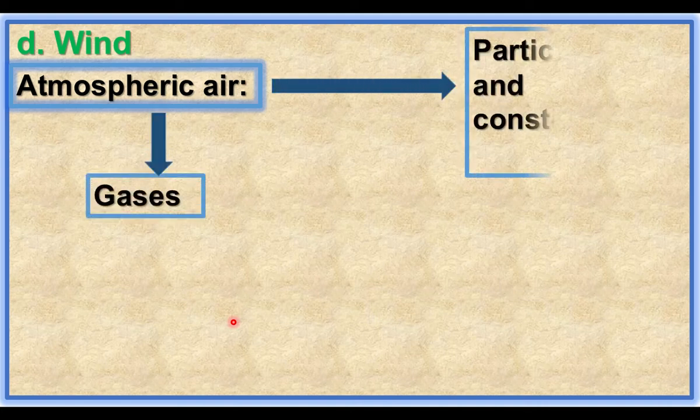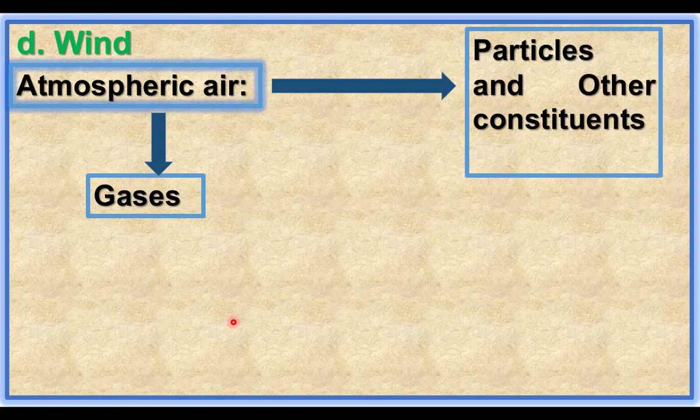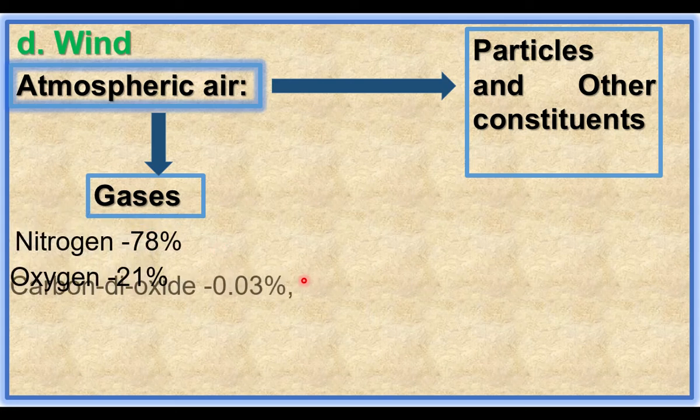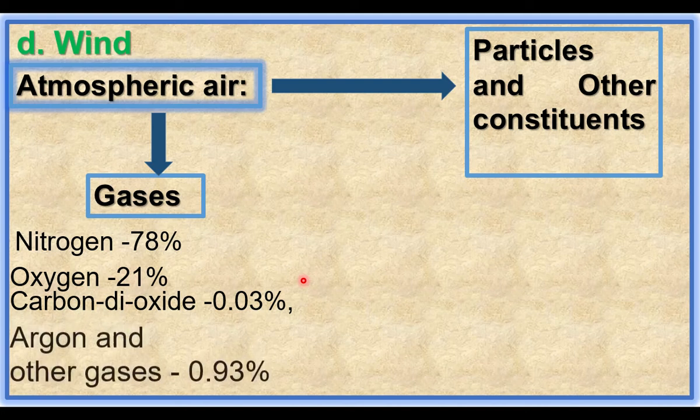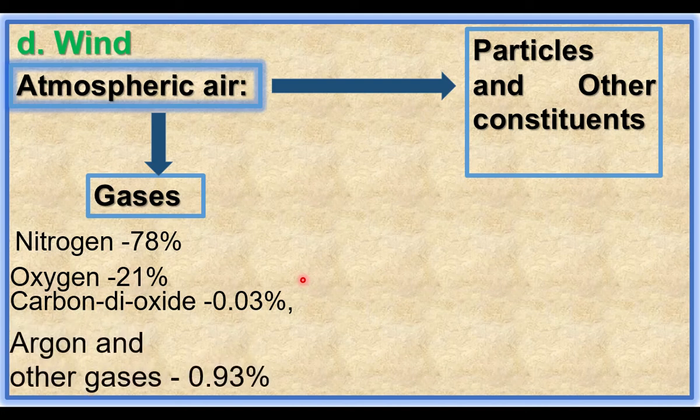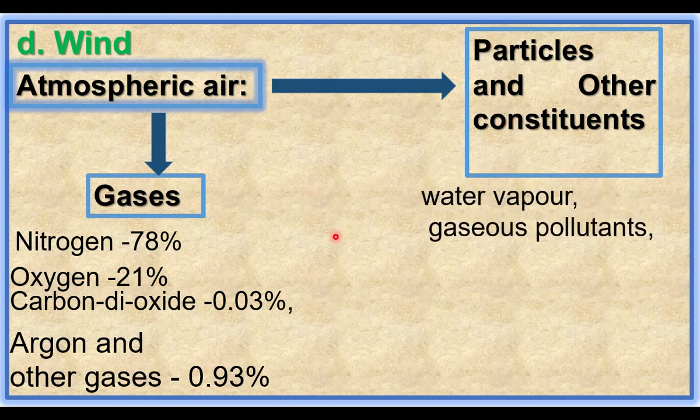What is called as wind? The moving air is called as wind. Atmospheric air is composed of various gases and particles and other constituents. We know the gases found in the atmosphere: nitrogen 78%, oxygen 21%, carbon dioxide 0.03%, argon and other gases 0.93%. The other constituents include the water vapor, gaseous pollutants, they are poisonous gases, dust particles.